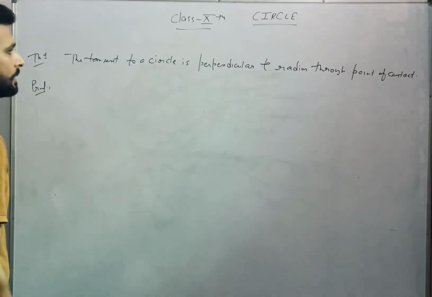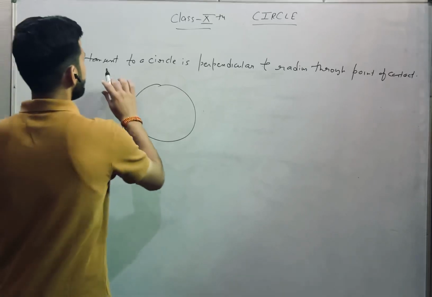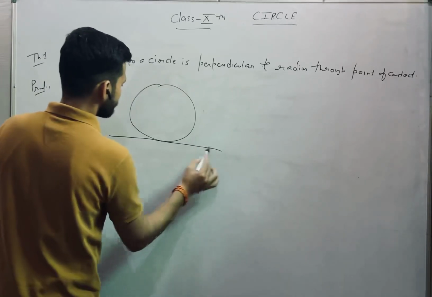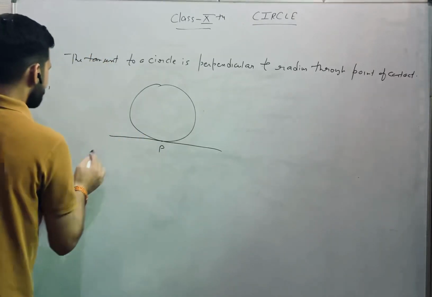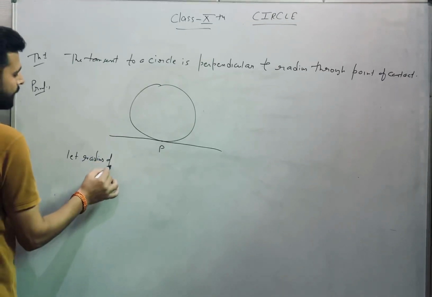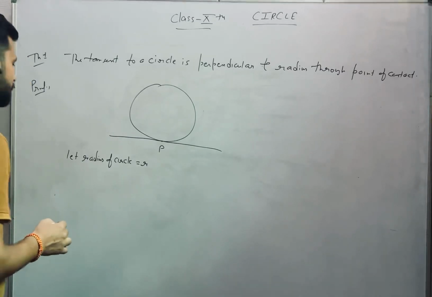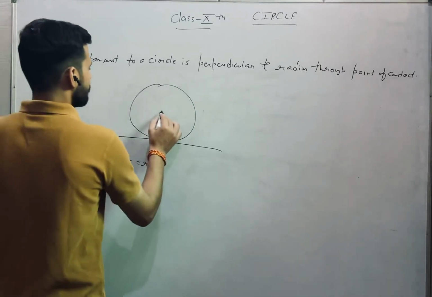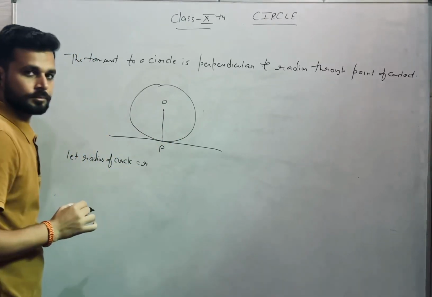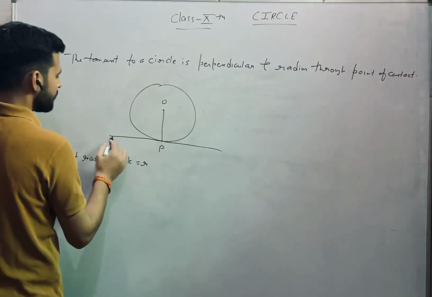First of all, we will draw a circle, and we will draw a tangent at point P. Let the radius of the circle be R units. Now, if the center is O, then OP will be the radius. Now we will take 2 or 3 points on this tangent.